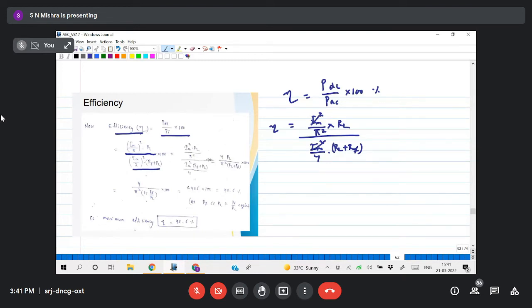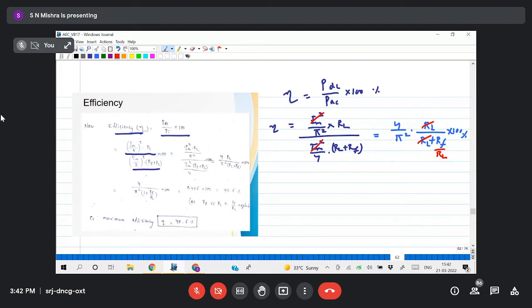So this will cancel. So what will I get? Eta equals 4 by pi square into RF plus RL, RL by RL plus RF into 100%. Now if I divide the entire term by RL, then RL cancels, and I get divided by RL.